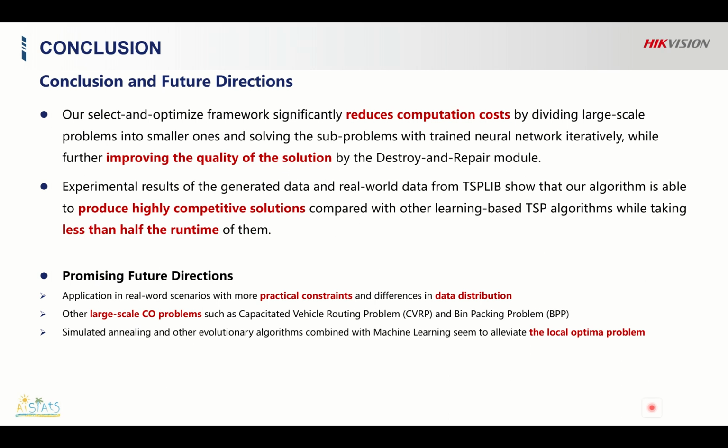The first is, in many real-world scenarios, there are different constraints. The data distribution is also different from the generated data samples. And there are many other large-scale CO problems, such as the VRP and bin packing problem. Also, the local optima is a big question. Maybe we can turn to other techniques to alleviate it, such as the evolution strategy, combined with learning-based methods.